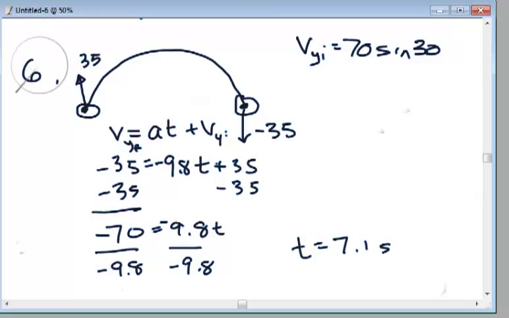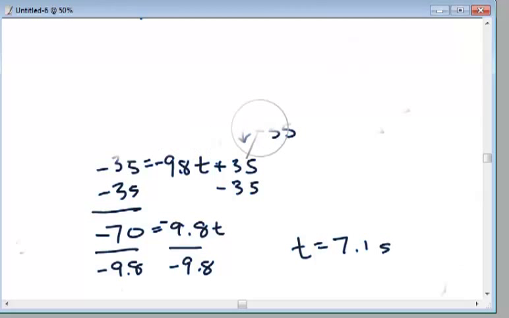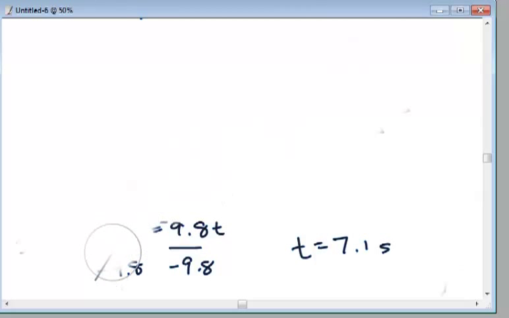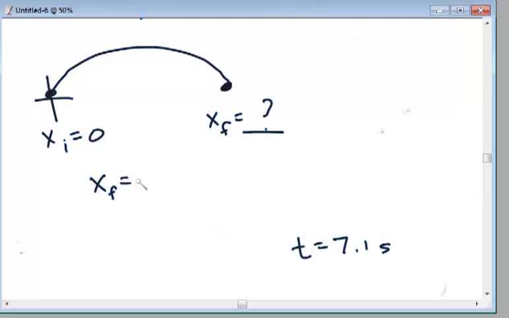For question 7, same event, but this time we're looking at how far it travels in the x direction. We'll keep the 7.1 seconds, but this time we're going to describe the event from an x perspective. Our initial x distance is 0, and our final x distance is what we're seeking. That's what we want. So let's use the only equation we have. X final equals Vxt plus x initial.